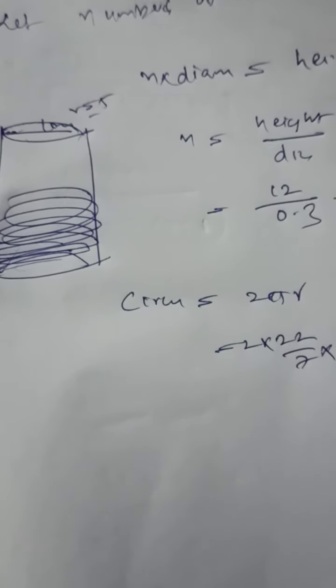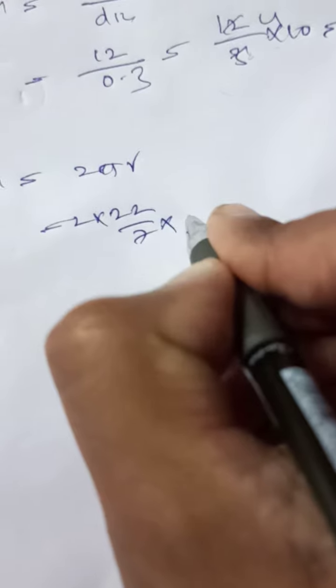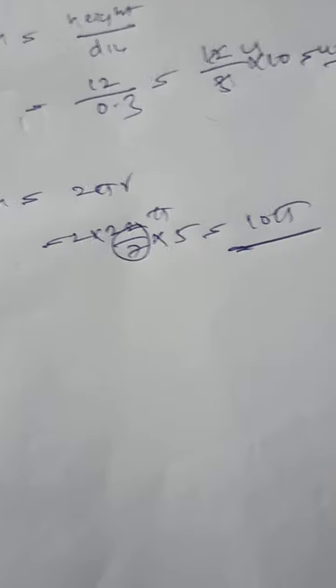The wire is cylindrical in shape. The radius of the wire is 3 millimeters, but the diameter of the coil is 10, so its radius will become 5. Now how can I do it? 2 pi r, where the value of r will be 5. Let it be pi only, so this becomes 10 pi, otherwise 10 into 3.14. Up to here we got the circumference of one round.